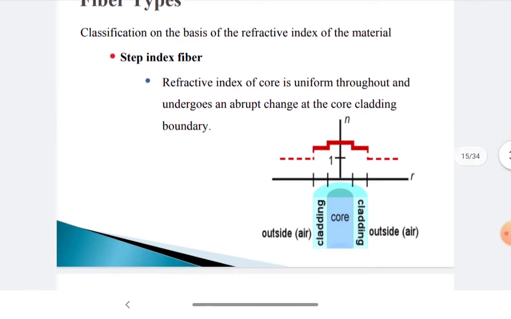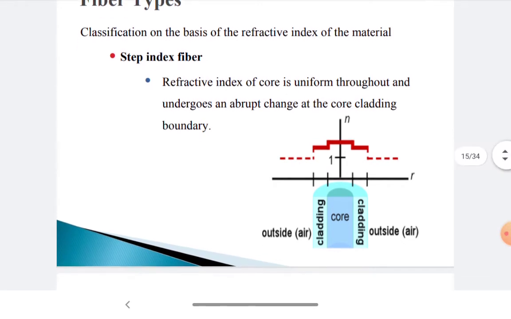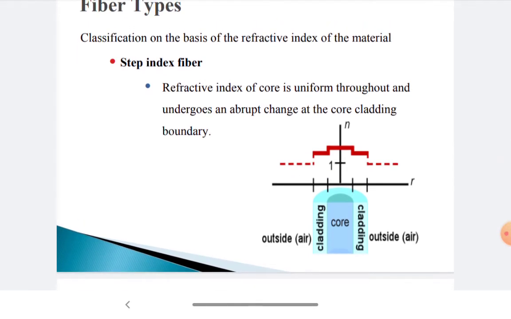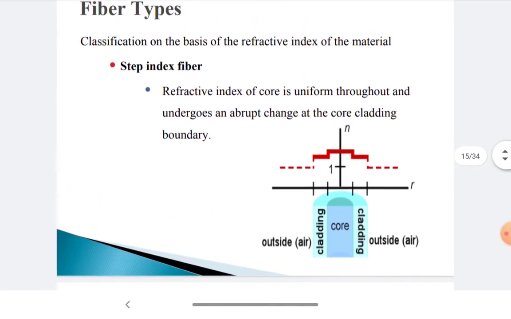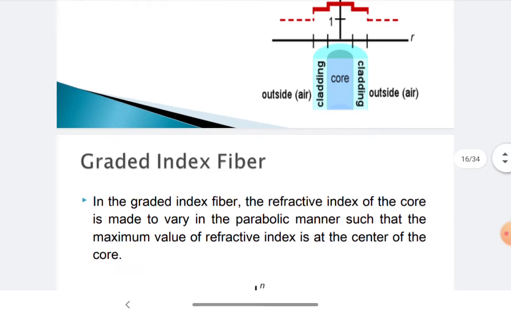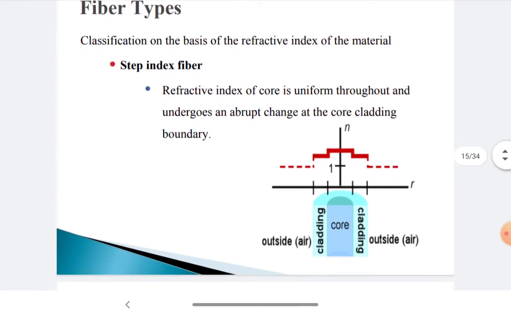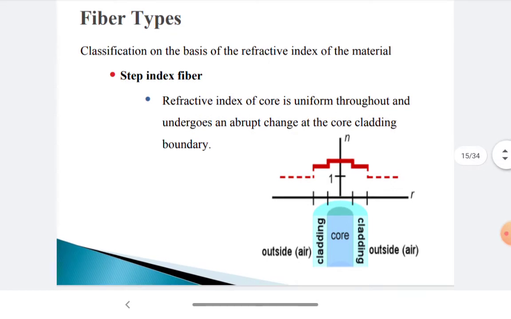I have already told you about the step index fiber types. I am revising, because we will require this in the next session. There are two types of optical fibers: step index fiber and gradient index fiber. As I told you, step index fiber means the fiber refractive index will be decreased step by step. So that is the step index fiber.